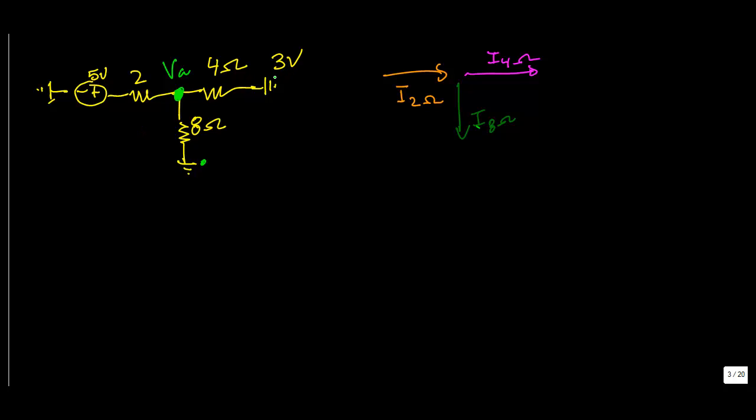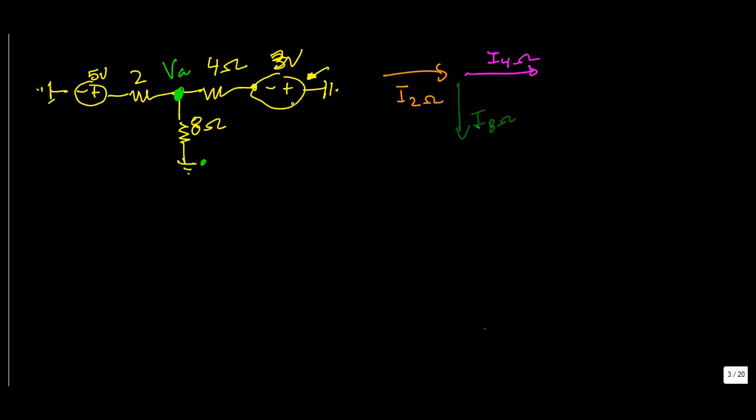Now the tricky part is the 3 volt source, which isn't drawn correctly. It's minus plus, meaning the plus is grounded, so this was our 0, and the minus part is actually touching the circuit. So what that means is you're actually getting minus 3 volts here and not 3 volts itself.